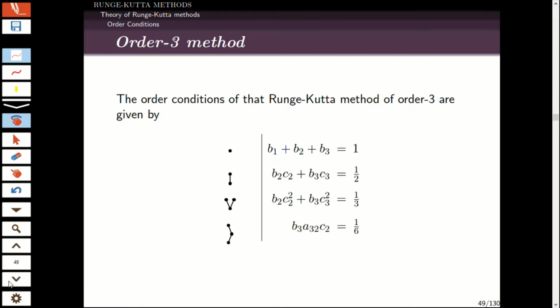Okay, look at this one. To satisfy an order 3 method, you have to satisfy 4 conditions. To show the method is of order 3, you need to satisfy 4 conditions, and these are the conditions. b1 plus b2 plus b3 is 1, b2 c2 plus b3 c3 equals half, b2 c2 squared plus b3 c3 squared equals 1/3, b3 a32 c2 equals 1/6. So these are the conditions to satisfy order 3.